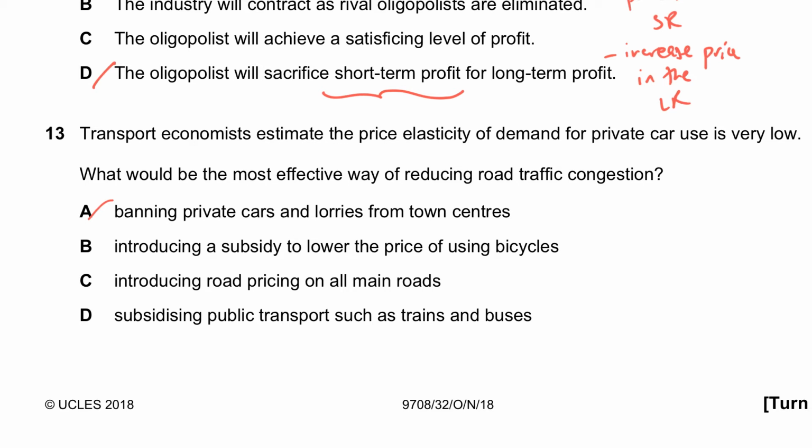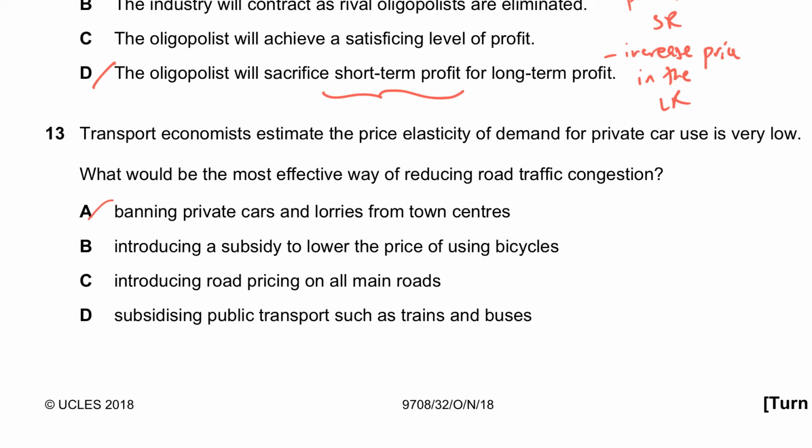So B says, introducing a subsidy to lower the price of used bicycles. Well, we could basically give a subsidy to competition, but that may not work because the good is inelastic, so people may not quickly switch. C says introducing road pricing on all main roads. Well, if you put road pricing on all main roads, people may still not switch, because demand is inelastic, so price is going up, so quantity demanded may not change.